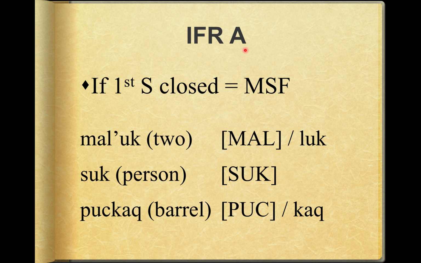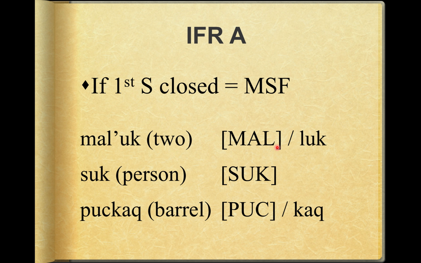If it's not heavy but it's closed, then we apply initial foot rule A. So our examples here are maluk, suk, buchkak. Maluk is geminated. The first syllable is closed. The second syllable is also closed. It's not heavy. It's not in an iambic foot, so it's just a stray syllable.